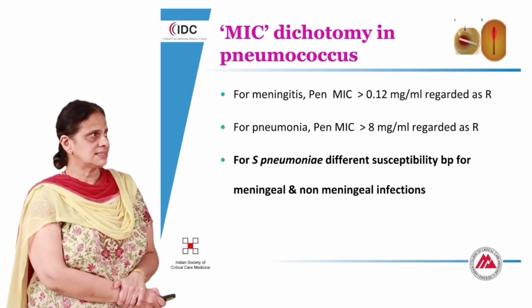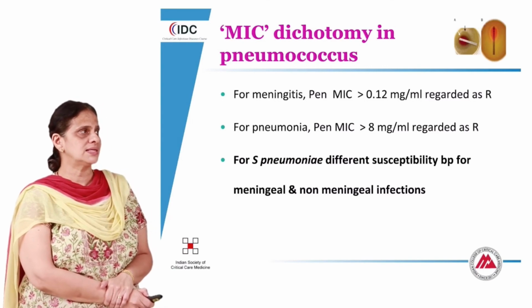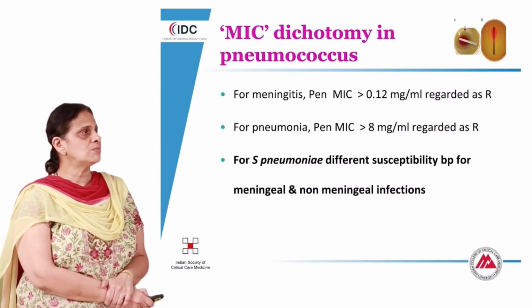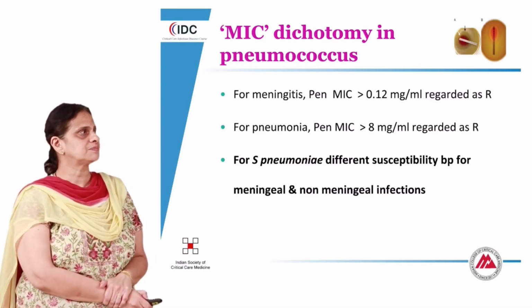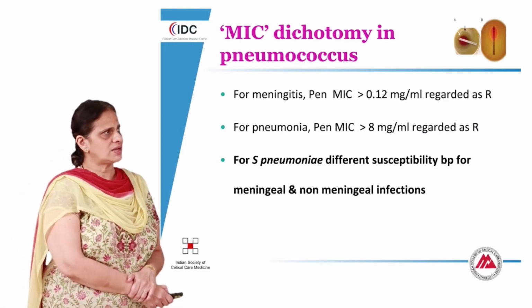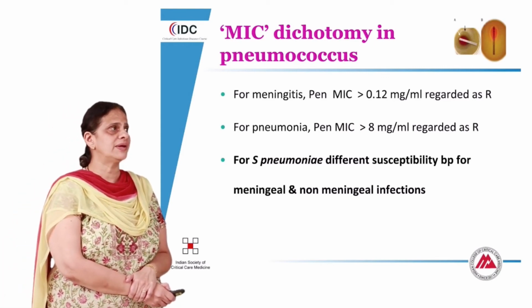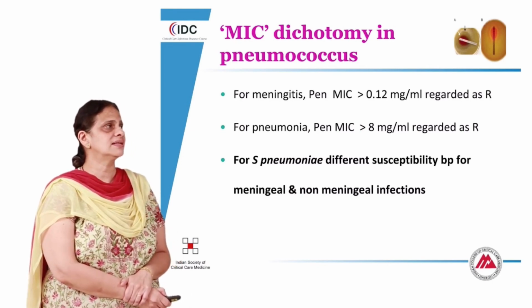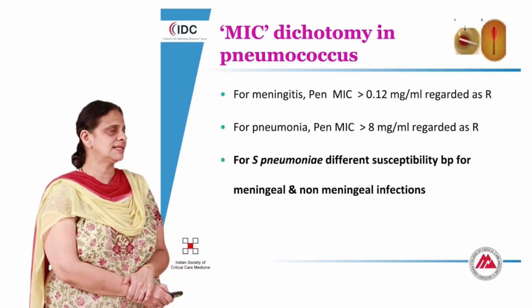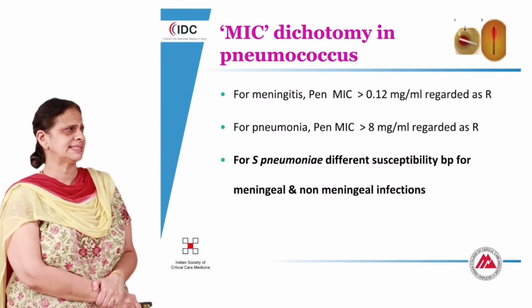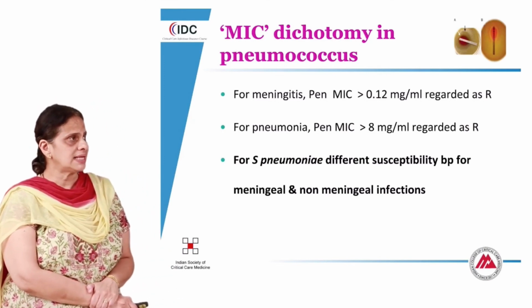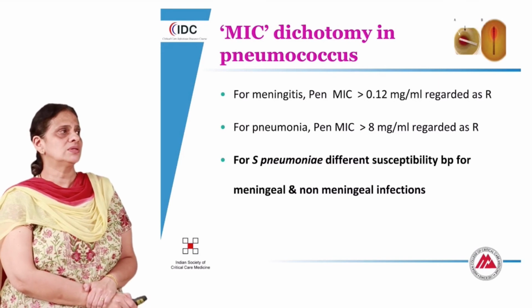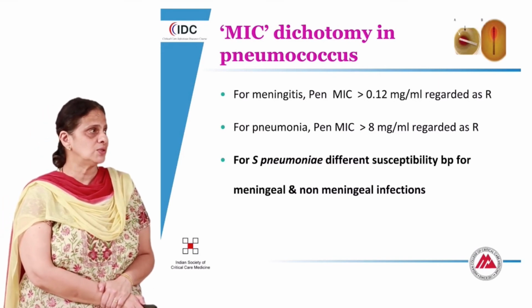For meningitis, more than 0.12 is regarded as resistant. For pneumonia, more than 8 is regarded as resistant. So take-home messages on strep pneumonia would be different clinical breakpoints for meningitis and pneumonia. Disc diffusion criteria exist only for oxacillin. If oxacillin is less than 20, you have to do an MIC to penicillin. If oxacillin is more than 8, ampicillin, amoxicillin or third generation cephalosporins can still be used.